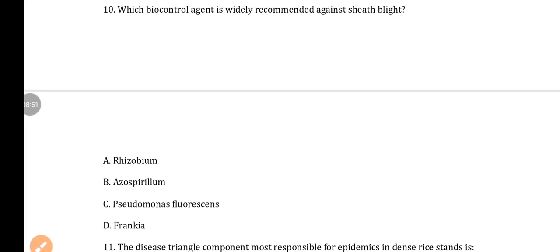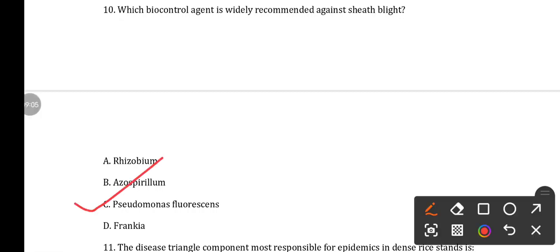Then question number 10. Which biocontrol agent is widely recommended against seed blight? Option A, Rhizobium. Option B, Azospirillum. Option C, Pseudomonas fluorescens. Option D, Frankia. Here the answer is Pseudomonas fluorescens.